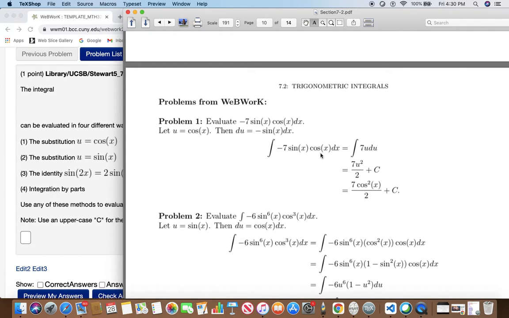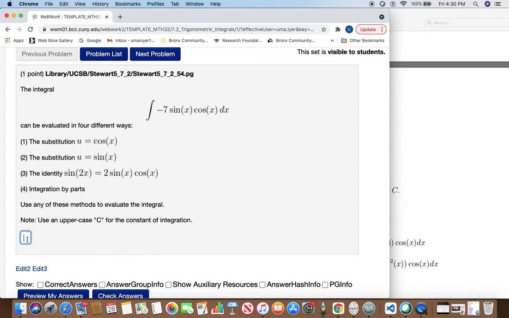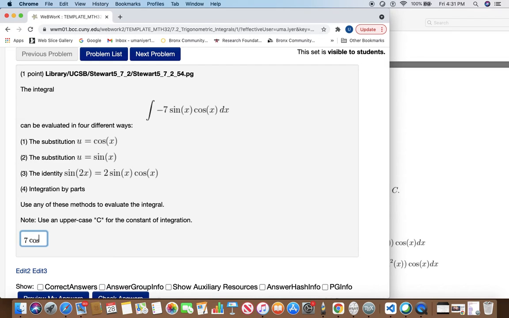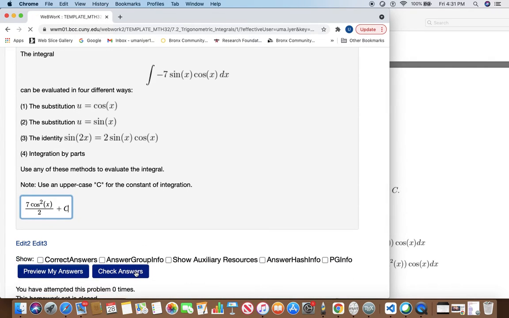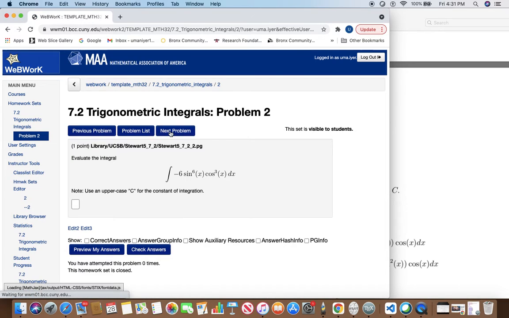So, set u equals cosine x. Then du equals negative sine x dx. So, that takes care of negative sine x dx. So, this integral equals the integral of 7u du. So that is 7u squared over 2 plus a constant of integration, which is 7 cosine squared x over 2 plus a constant of integration. Let's check. Good. Next problem.